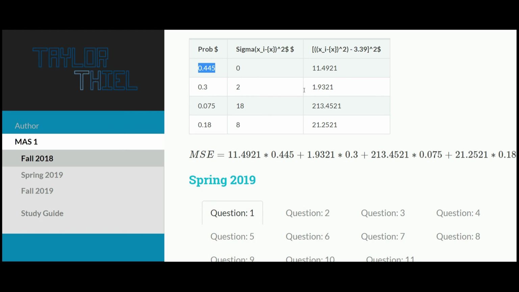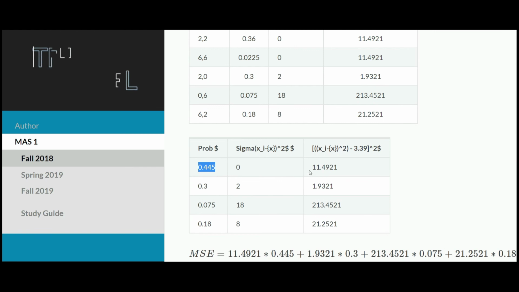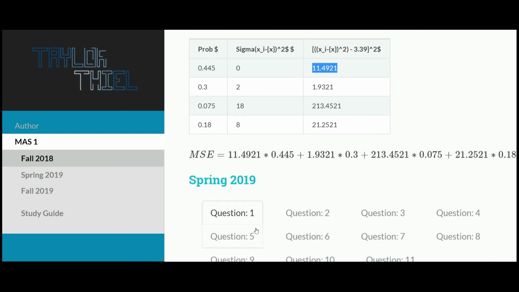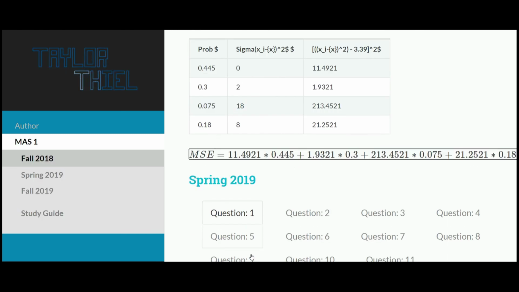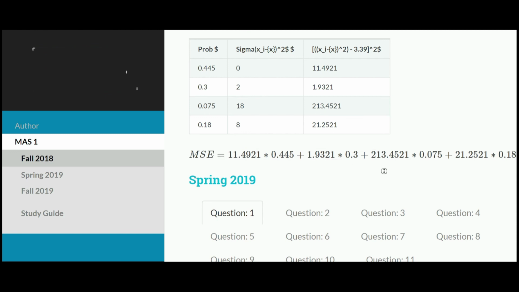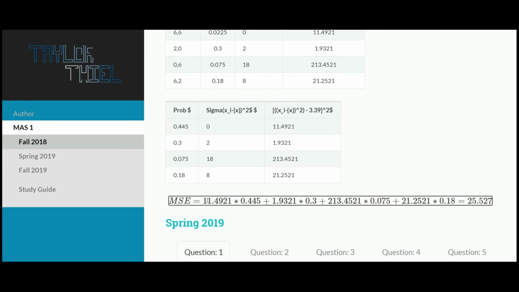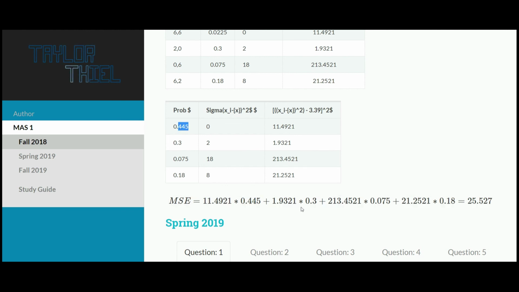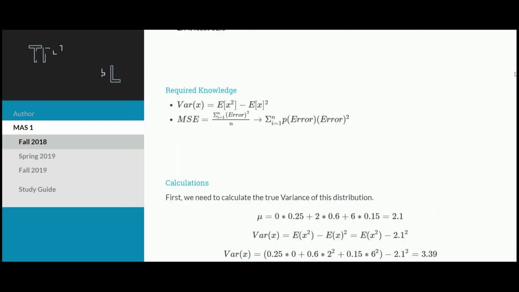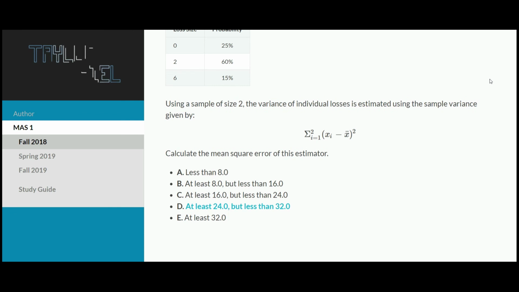So now that we have that, we can calculate our mean squared error. And again, that's just going to be our probabilities, this first column, multiplied by their corresponding values. So I have that written out here. And unfortunately, I got to zoom out to show it. So that's that 11.4 multiplied by that 45%, yada yada, and then eventually we get an answer of 25.5. Scrolling back up, we see that falls in the range of D. So D is our final answer.